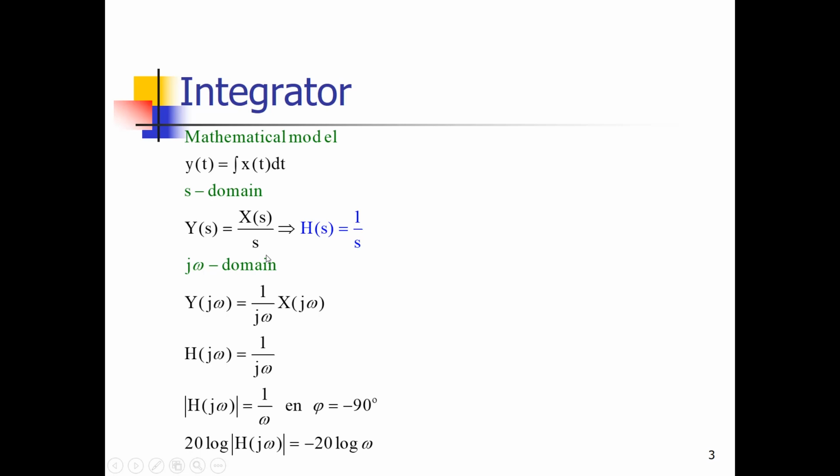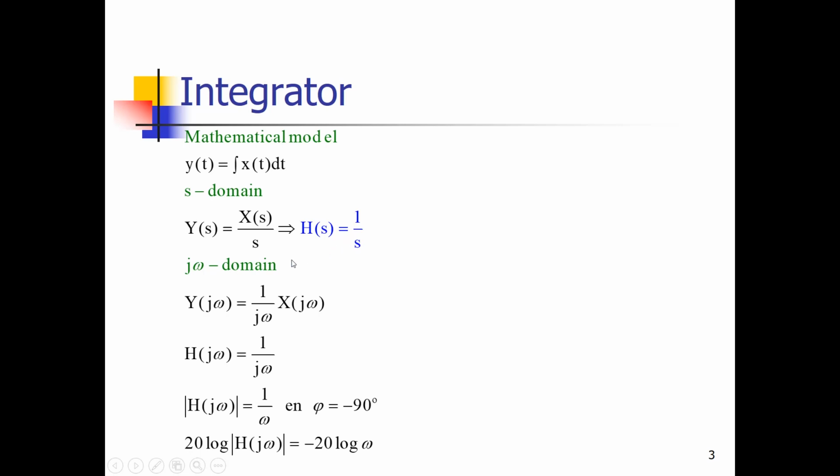Then we can also define the transfer function. The transfer function H is equal to y, the output, over the input x. So y divided by x, which is equal to H, the transfer function, is equal to 1 over s.